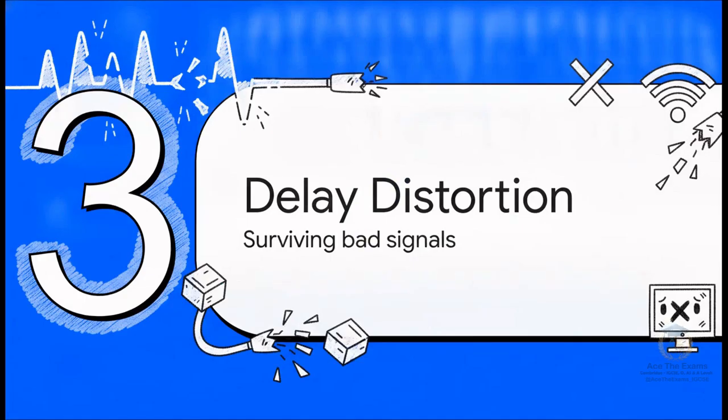Okay, Section 3, Surviving Delay Distortion. The OSI model dictates how things should perfectly connect, right? But what happens when the physical layer of that model breaks down? Let's dive into our next high-stakes topic: what happens when network transmission goes wrong? Because in the real world, and especially in your exams, data just doesn't always arrive perfectly.